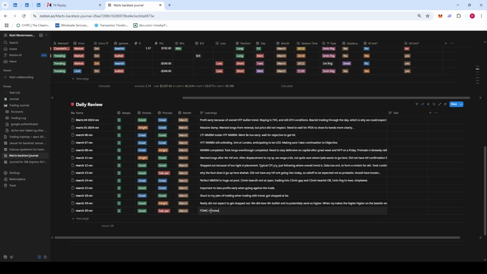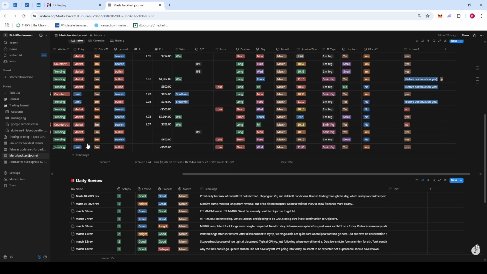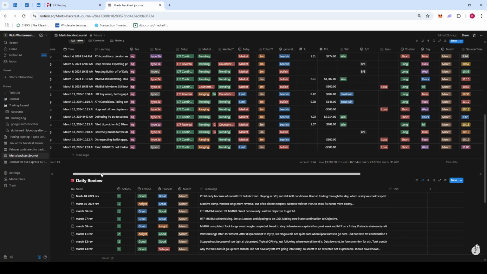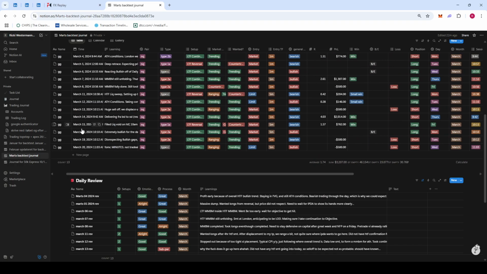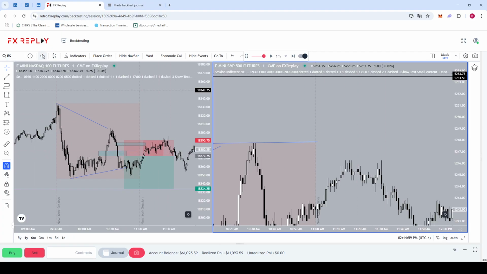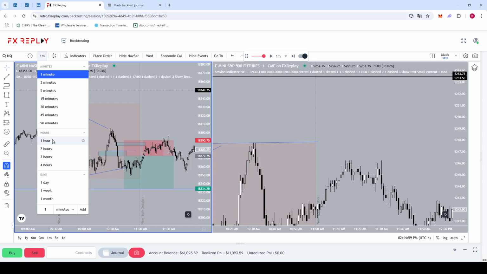FOMC minutes. Choppy markets. Not tradable. Wait potentially for later in the day or a day off. So pretty bad week so far. Break even and 2 losses. It's not that good, but it's a part of it.